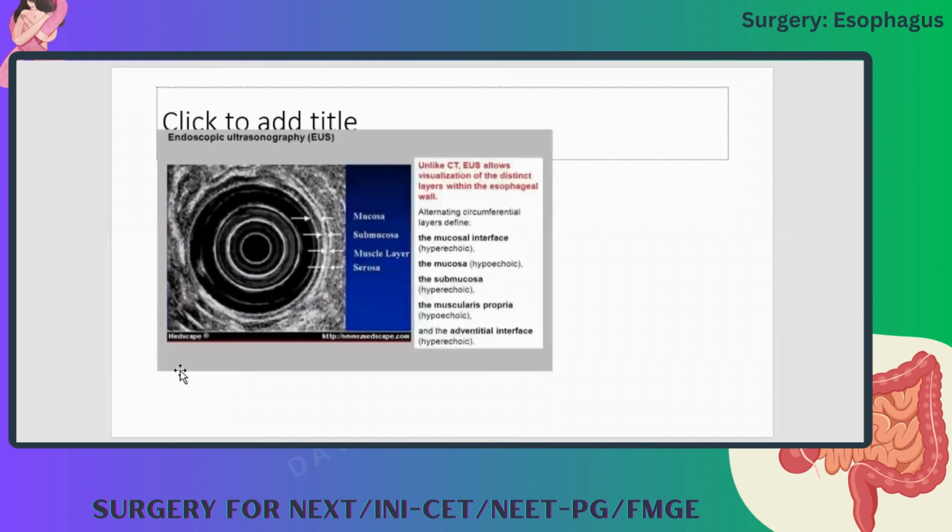So once you put an endoscopic ultrasound, this is the pattern you look at. You'll have the mucosa, submucosa, muscle layer, and serosa. This is not of esophagus because serosa won't be there. But just for your understanding, I have put this. So if you put an endoscope inside and take an ultrasound, this is how it looks.